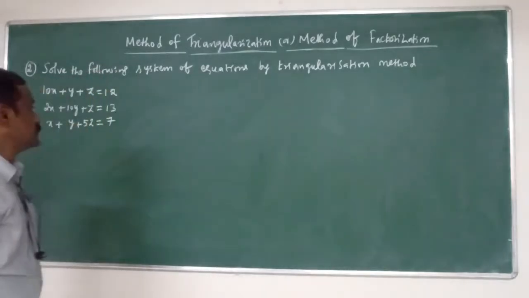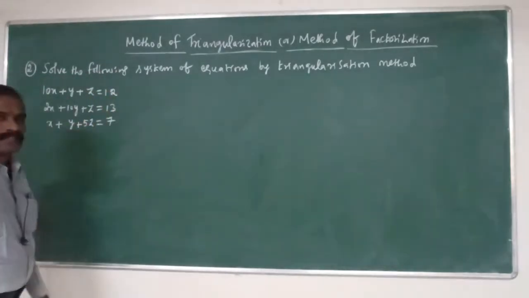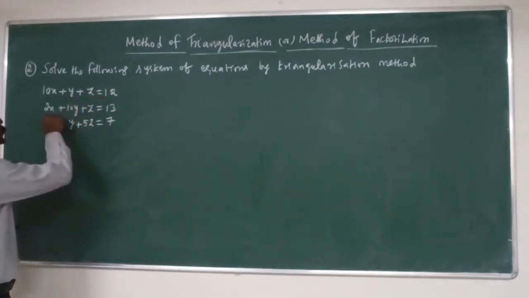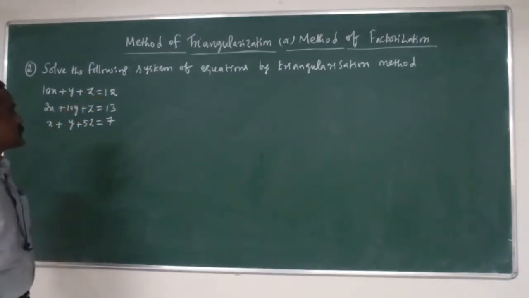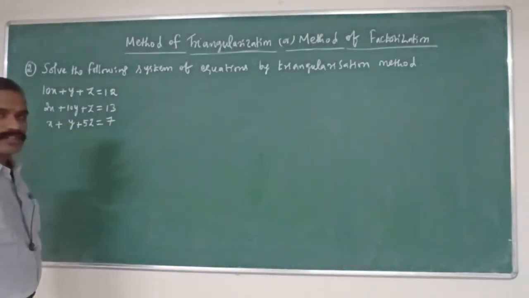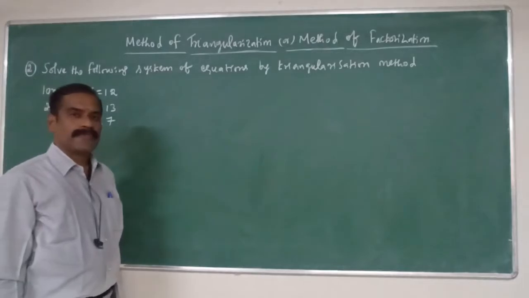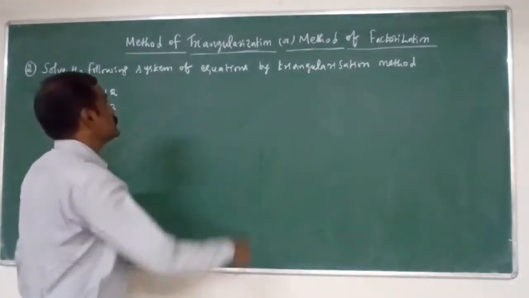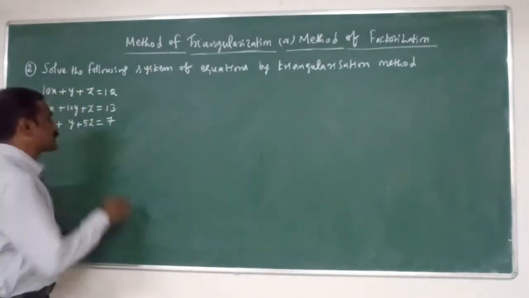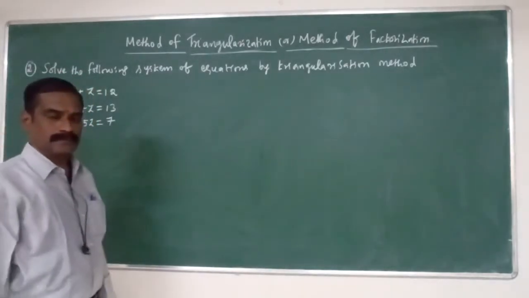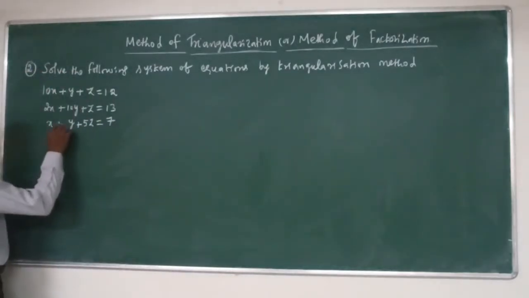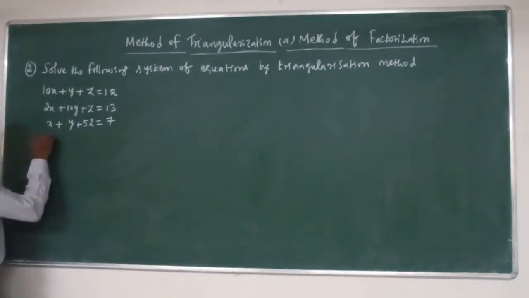Here the given three simultaneous equations are 10x plus y plus z equal to 12, 2x plus 10y plus z equal to 13, and x plus y plus 5z equal to 7. Now to solve by using the method of triangularization to find out the x value, y value, z value. Okay. Now the given linear equations we can write the equivalent equation.